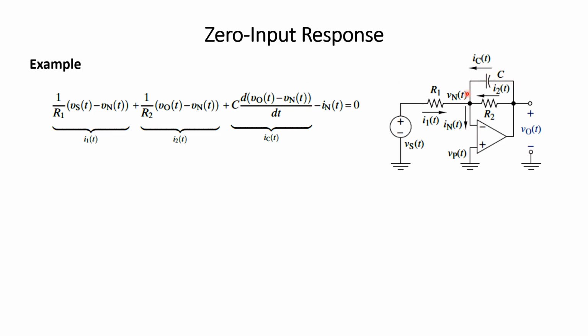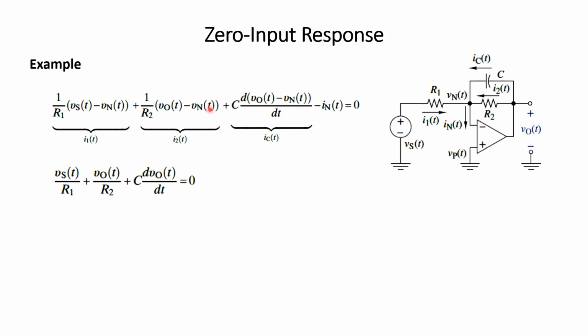This is VO minus Vn, as shown over here, and this current is leaving. All these three currents are flowing towards the node, so they are assigned positive signs, and this current is leaving, shown with a negative sign. We will leave this IN because we are using the ideal model of the operational amplifier, rearranging these terms.